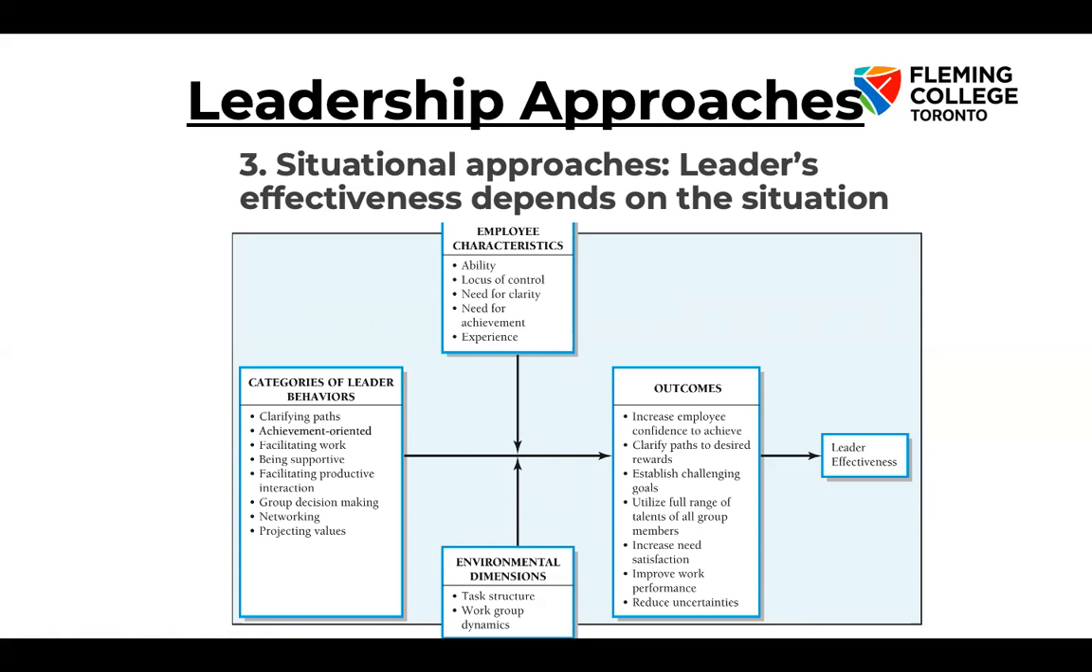Okay, there will be some environmental dimensions like task structure and work group dynamics. And then the outcome could be to increase employee confidence to achieve and clarify paths to desired rewards, establish challenging goals, utilize the full range of talents of all group members, increase need satisfaction, improve work performance, and reduce uncertainties. And that's how we can have an effective leader.